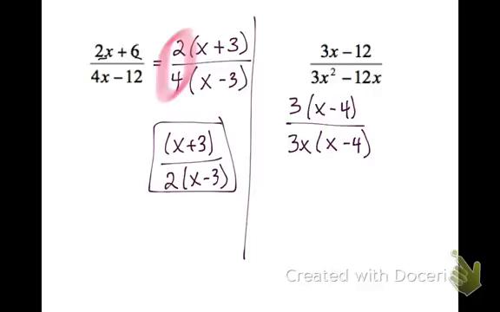So now on this one, I do have common x minus 4, so they cancel out. The 3's also cancel out because they're the same on the top and bottom, and I'm left with this x right here, so it's going to be 1 over x.